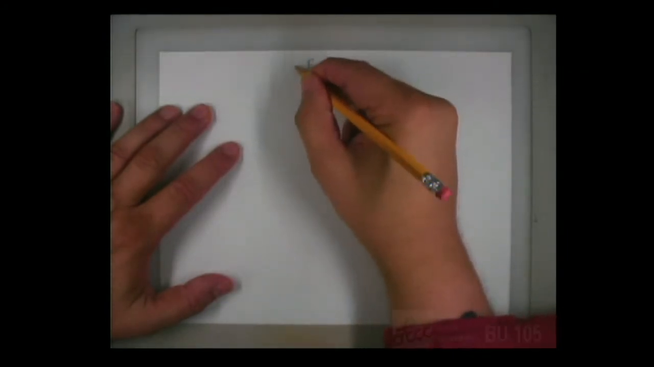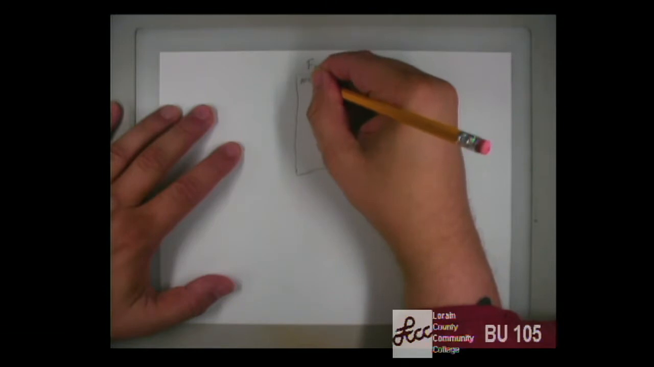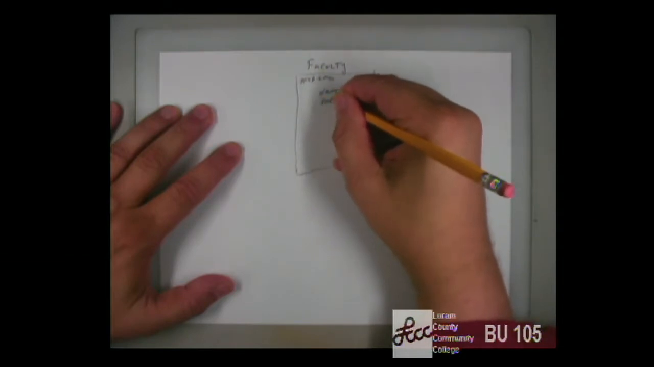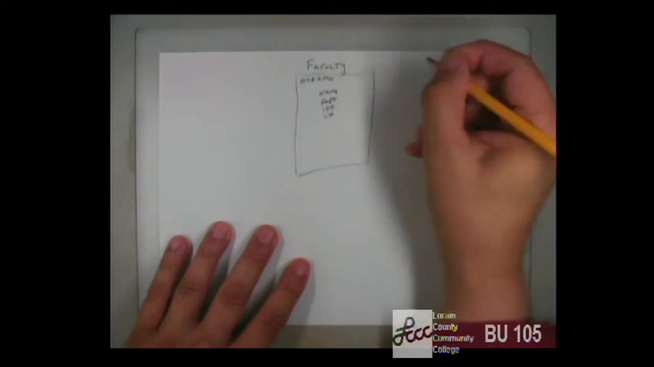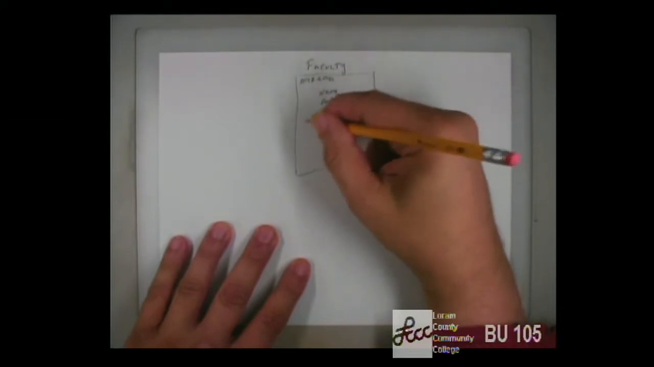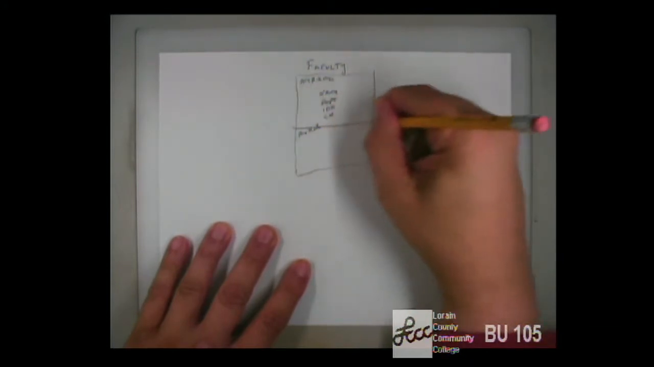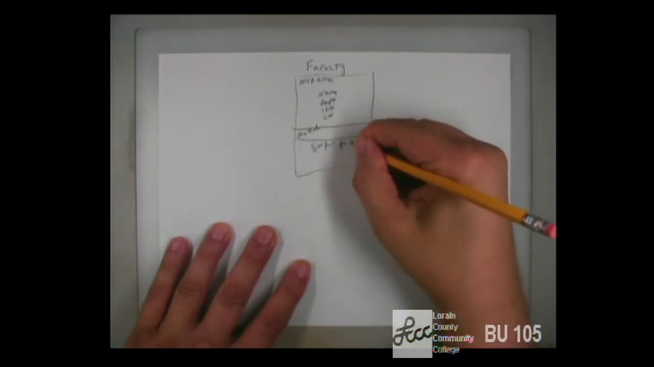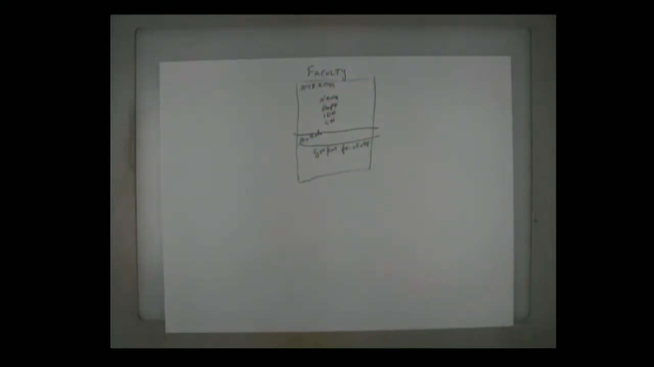name, department, ID number, credit hours, and what methods will they have. Get and set methods for all attributes. I'm not going to write those out individually, but they have a get name and they have a set name. They have a get department and a set department. Get hours, set hours. Get ID, set ID. So they have a get and set for all those. They're also going to have a calculate monthly pay method.